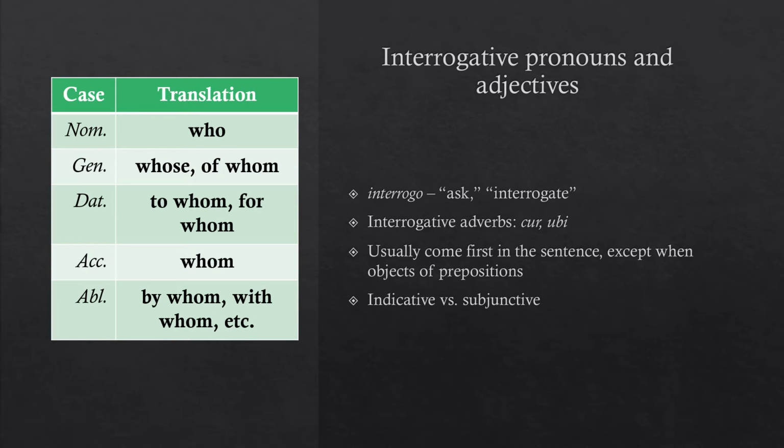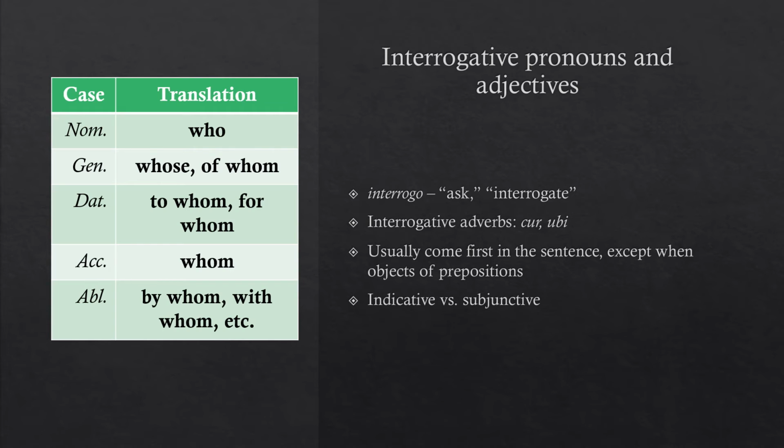Before we practice the deliberative and hortatory subjunctive, I want to introduce you to interrogative pronouns and adjectives. The word interrogative comes from the Latin verb interrogo, which means to ask or interrogate. So these are question words like who, whose, and whom. We already know a few interrogative adverbs, cur, why, and ubi, where. In general, interrogative pronouns and adjectives usually come first in the sentence, except when they are the objects of prepositions.